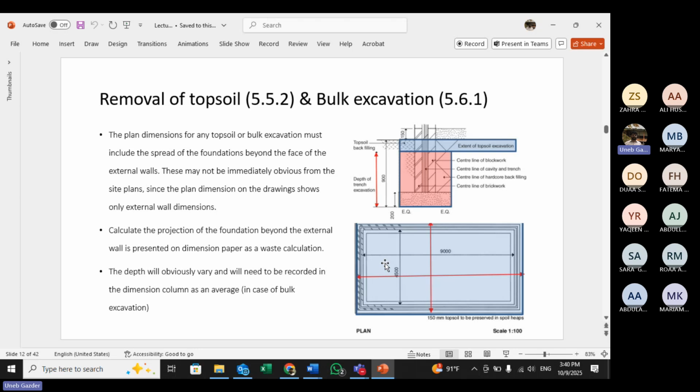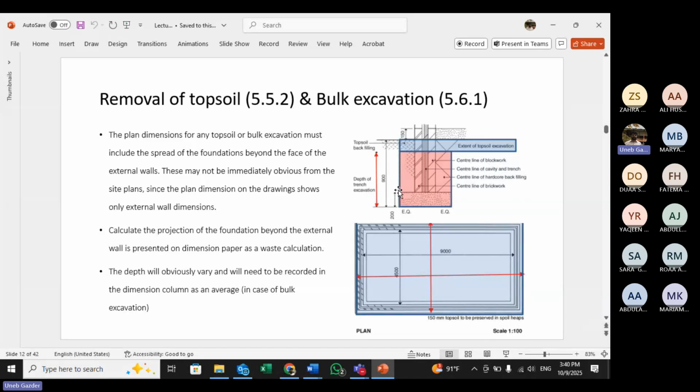The footings which are at the edge. So this footing, let's say this is the footing under this wall or a column which is in line of this wall. As you can see, this footing does not end at the wall. The footing extends beyond the wall.